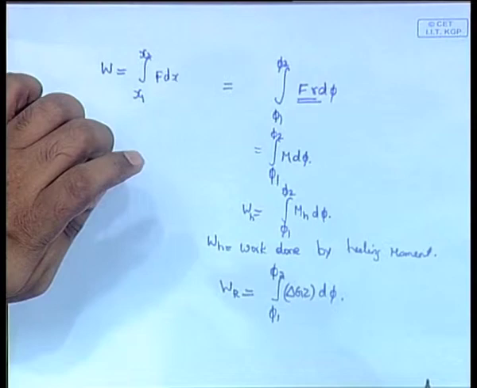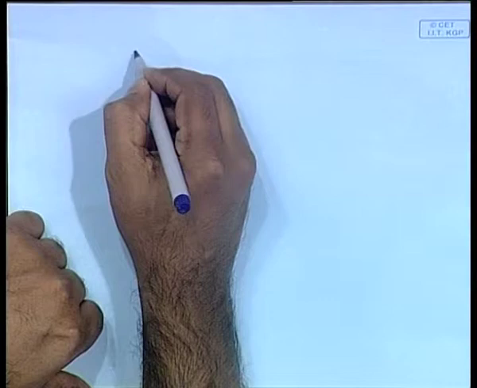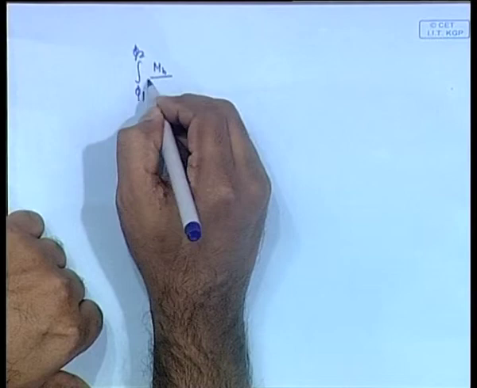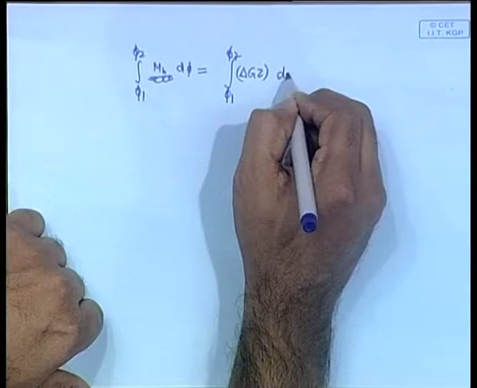Suppose the ship is heeling and this righting moment is acting. The ship will obviously come to rest at a state when the work done by the heeling moment and the work done by the righting moment are equal, identical. So, at that stage, the integral of MH d phi equals the integral from phi 1 to phi 2 of delta GZ d phi.